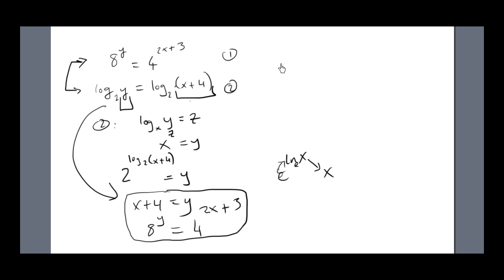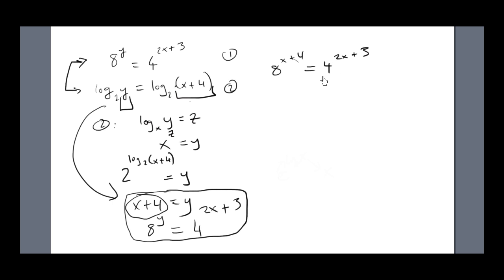So now we can do just a simple substitution. We know what y is, and we can put it in terms of x in here. So instead of 8 to the y, we can write 8 to the x plus 4, which is equal to 4 to the power of 2x plus 3.